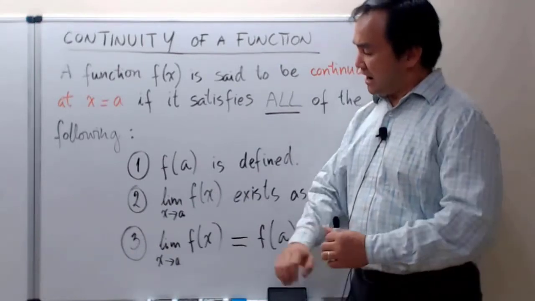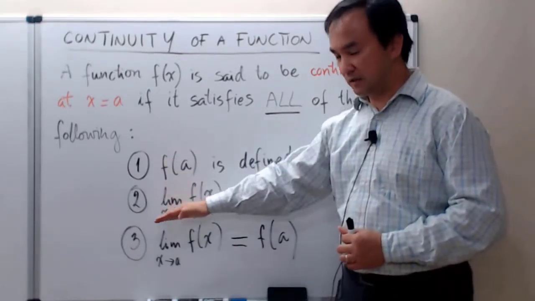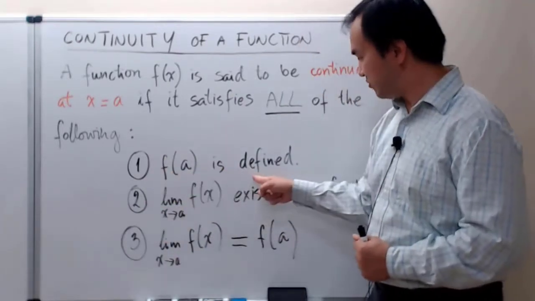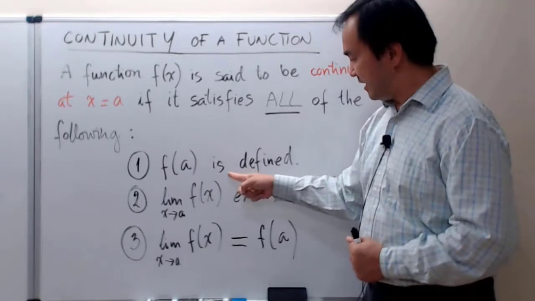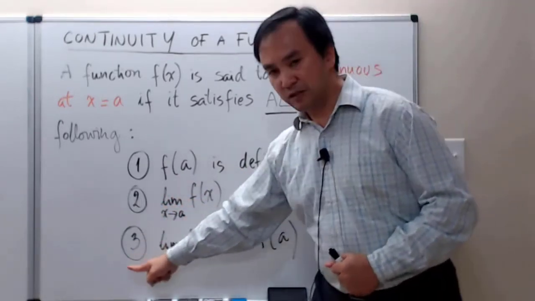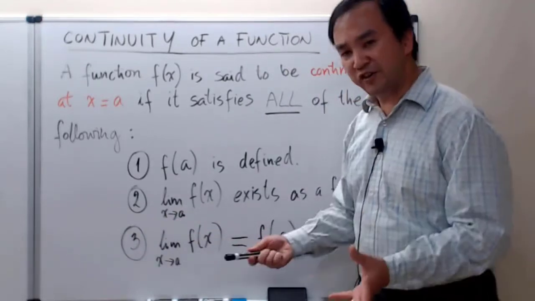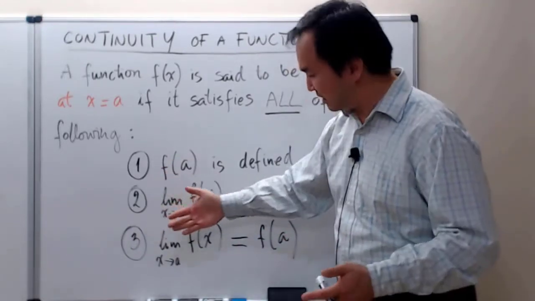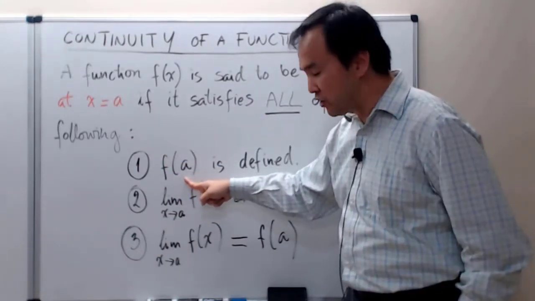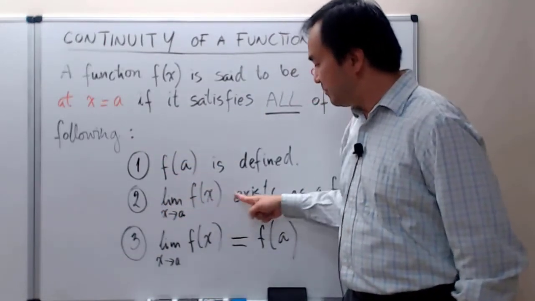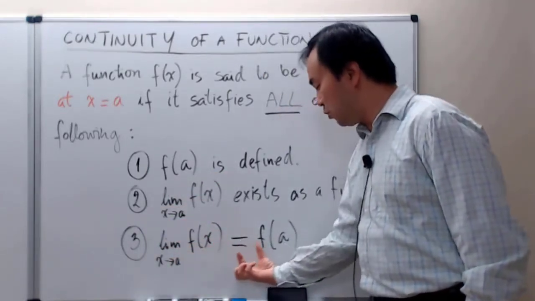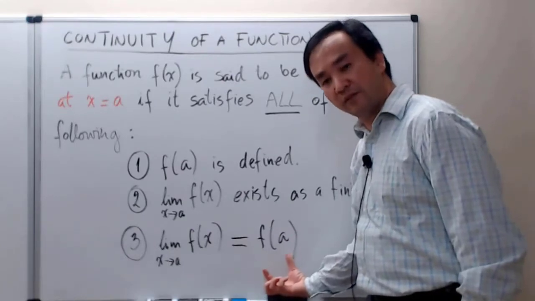And now I actually wrote down these requirements in this order. Number 1, f of a has to be defined. It's a defined value. And then number 2, the limit exists. And number 3. So intentionally, this order does mean something. Logically speaking, we need to have the function defined at the value and the limit existing before you can check whether the limit equals the function value f of a.